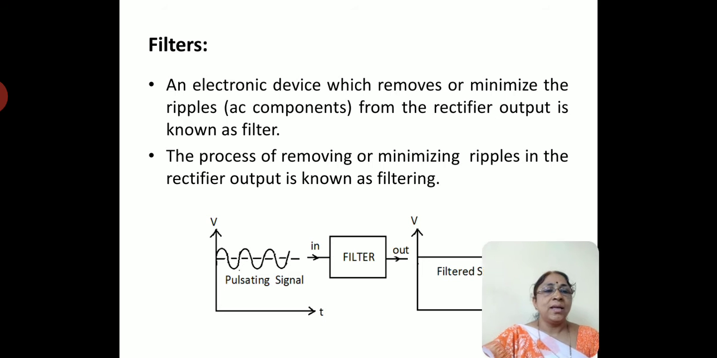Now, let us see the basic filters. An electronic filter is an electronic device which removes or minimizes the ripples, that is, it minimizes the AC components from the rectified output. The process of removing or minimizing ripples in the rectified output is known as filtering. So here, if the pulsating signal passes into the electronic filter, we will get a DC component.